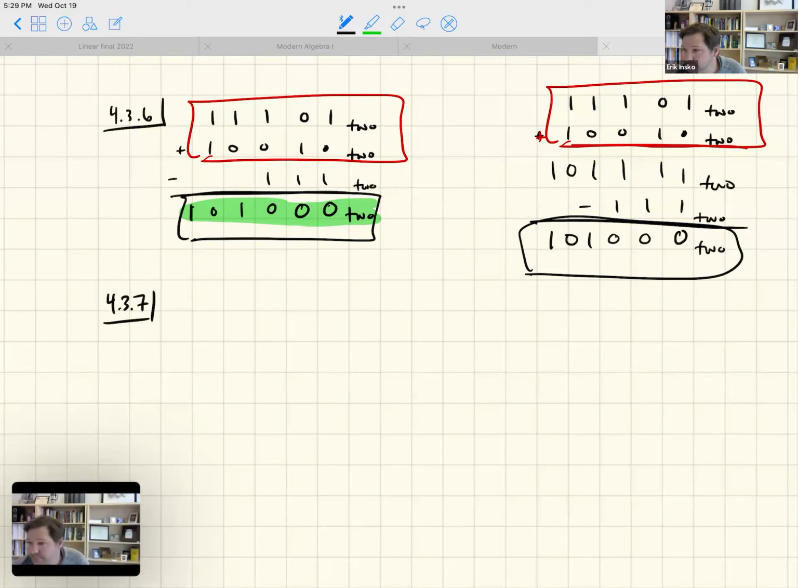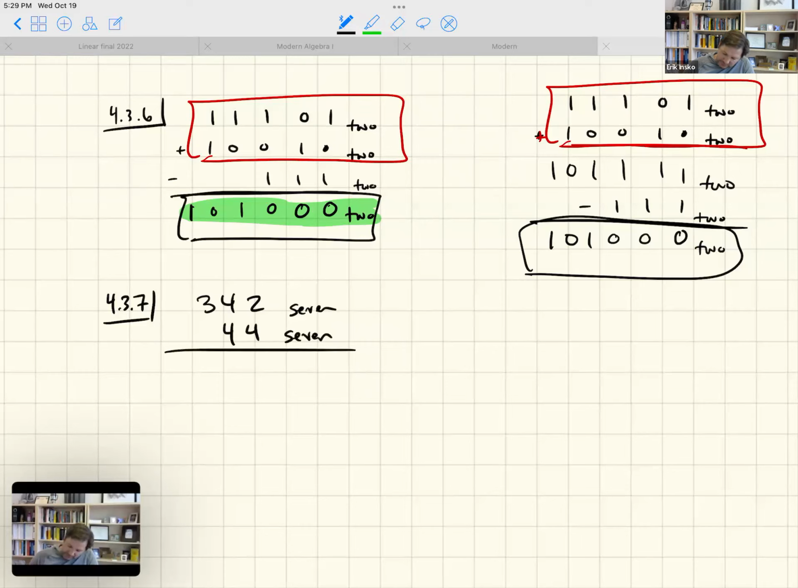4.37. Okay, 342 base 7 minus 44 base 7. All right, so 2 minus 4 doesn't work, so I'm going to borrow. That makes that a 3. That makes this a 12. But what's 12? 12 is 1 times 7 plus 2. So that's really 9. 9 minus 4 is 5 base 7.